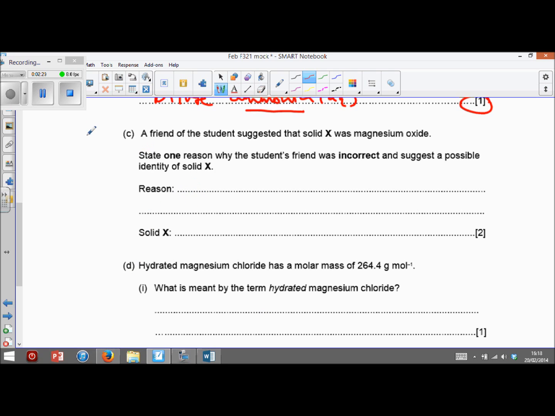Okay, so magnesium oxide wouldn't be fizzing. You needed to put that magnesium oxide would not fizz, or something along those lines, or that fizzing was observed.